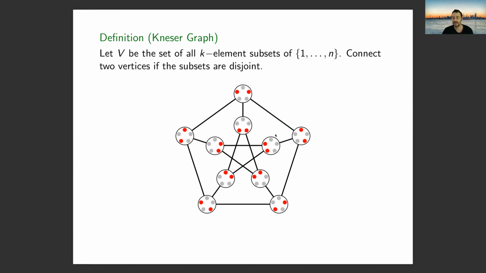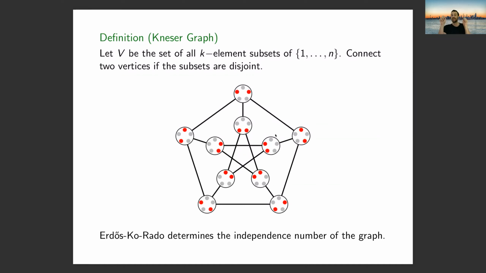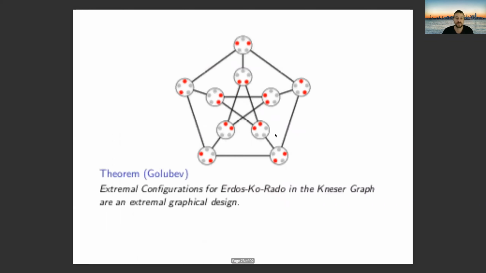Okay, so that's nice. And it turns out what you're looking for is now the largest number of vertices that are not connected. Because if they're connected, they have an empty intersection. You have no element in common. I want all of them to have an element in common, so I want them to be unconnected here. So I'm looking for a large independence number. And it turns out extremal configurations in this are all extremal graphical designs on this graph. So now you have a large sort of infinite family of extremal graphical designs.